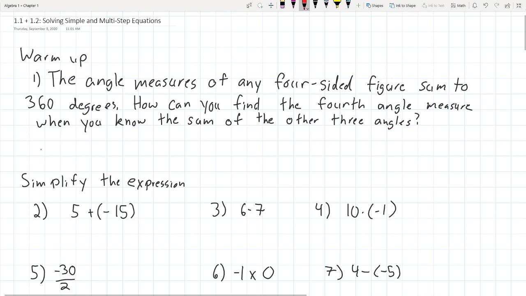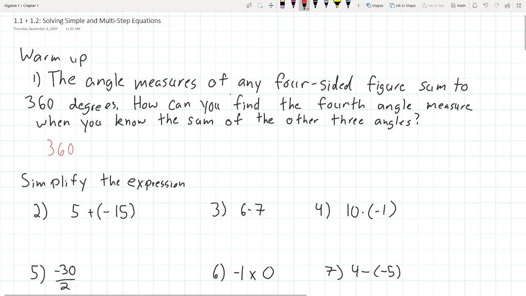We're going to talk about this. We're going to use this a little bit in today's lesson. The angle measures of any four-sided figure sum to 360 degrees. How can you find the fourth angle measure when you know the sum of the other three angles? In short, we know that the angles need to add up to 360. That's what it means, sum to 360 degrees.